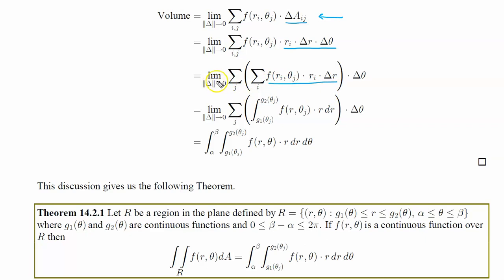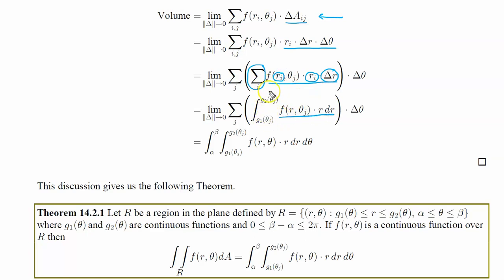Now, as the size of our partitions go to 0, this inner summation here will turn into an integral. This will turn into a dr. Right here we have it. This will turn into just an r, and this will turn into just an r. So that's what we have down here.